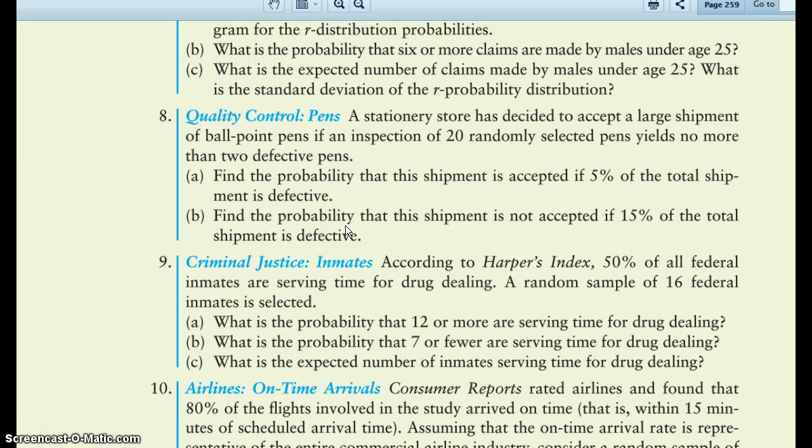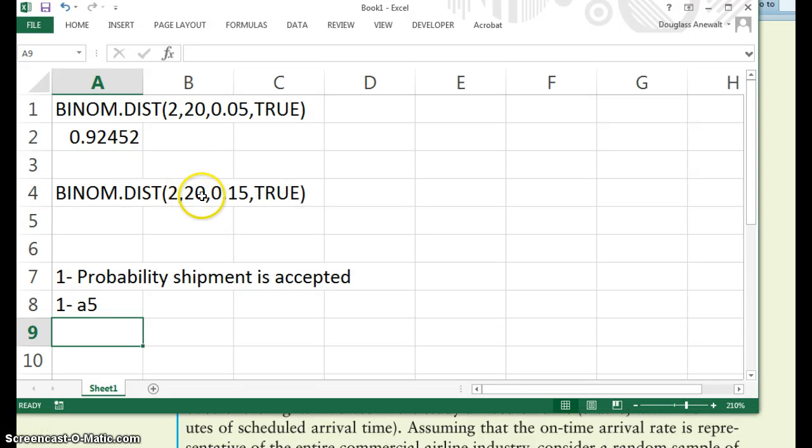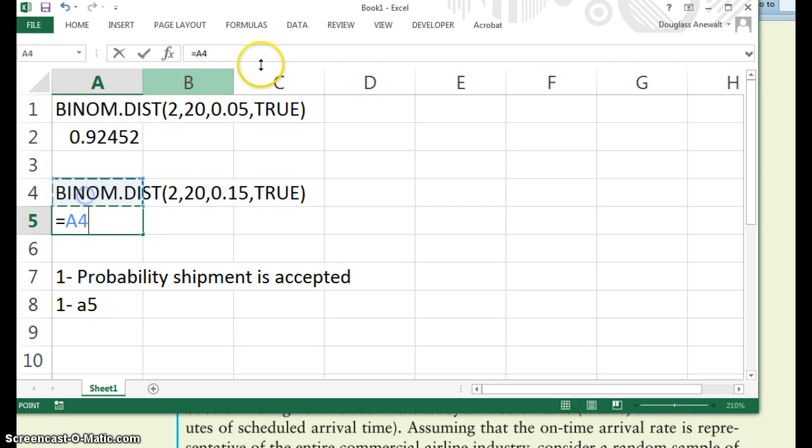Part B, some things have switched up here. Now we want the probability the shipment is not accepted, and there's 15% of the total pins that are bad. So let's go back into Excel. So again, we're looking at 20 pins, 15% chance that the pin's defective. So let's first start and just figure out the probability that we will accept the shipment, which means there are 2 or fewer defective pins. So we use true again and put an equal sign in front of that.